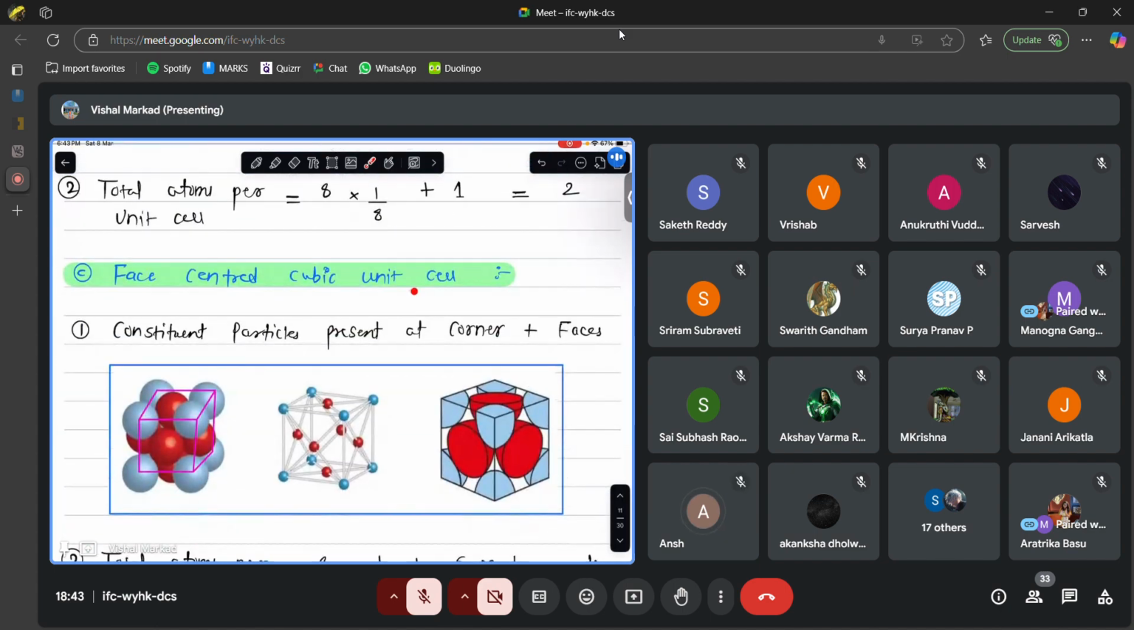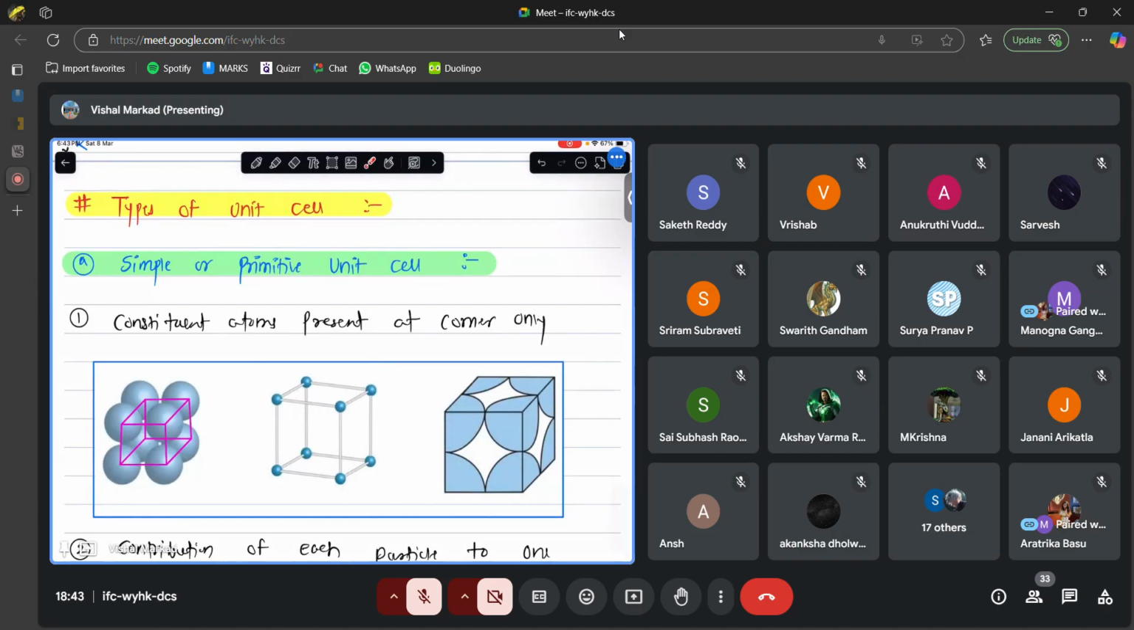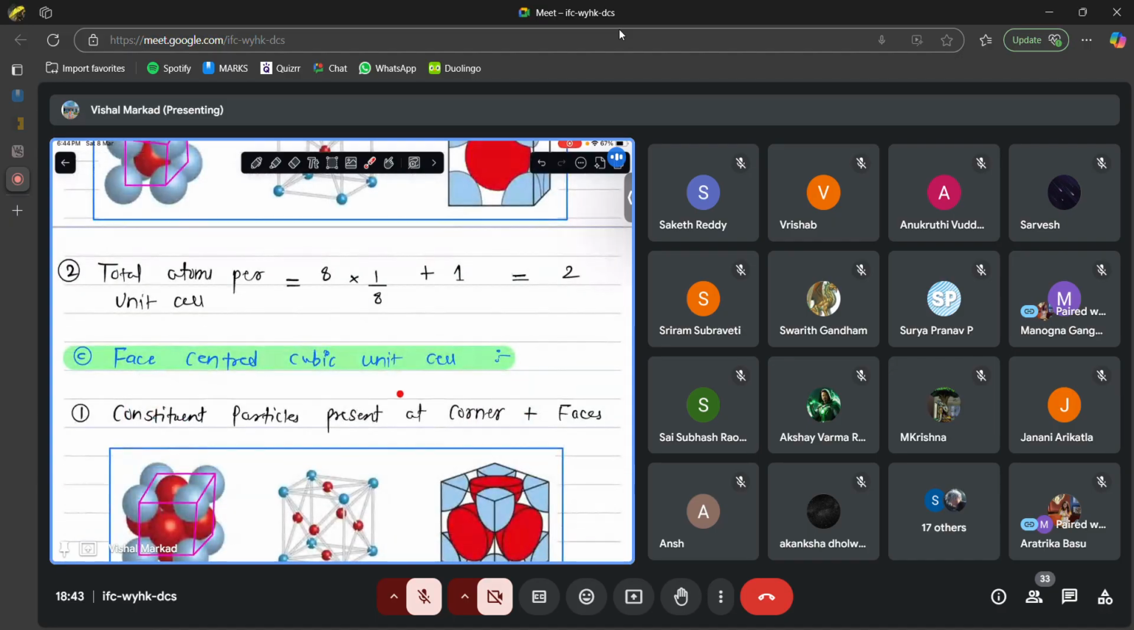Okay. What about the face centered cubic cell? Simple thing. The atoms contribute from the corner plus the face. See, the corner will always be there. When it comes to the simple cubic unit cell, only corner. When it comes to the body center, the name itself suggests body center, so corner plus body. Then the face centered cubic unit cell: corner plus face. Now the corner contribution will be how much? Each corner will contribute 1/8. Total how many corners are there? 8. So the contribution from the corners will be 8 times 1 by 8.